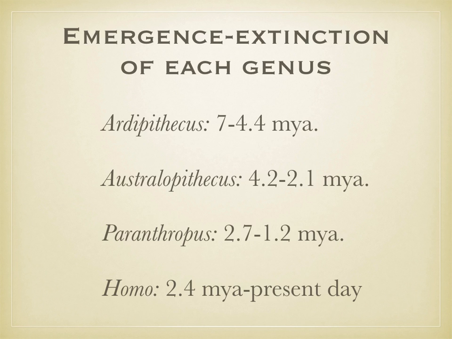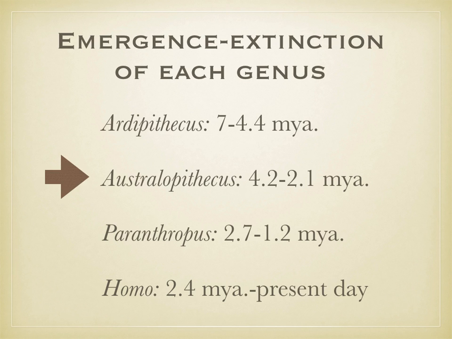These are some of the genus and their emergence on the scene and then their extinction. First we have Ardipithecus. This was probably mostly tree-dwelling hominid. And then we have Australopithecus, arriving on the scene about 4 million years ago. We'll begin there.